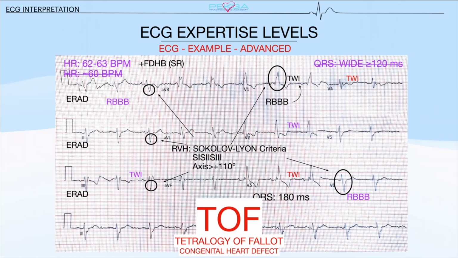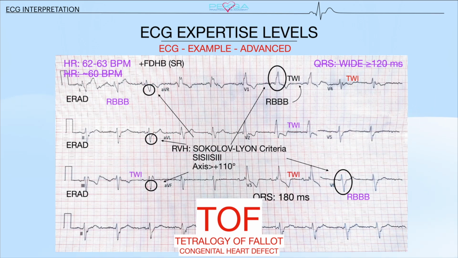Okay, this is a congenital heart defect. You can look up what this is. I think I have this video. If you go to PEKGA YouTube channel, you can find a video on this very ECG. Yeah, take a look at it if you want. Otherwise, you can just look up what tetralogy of Fallot is. It's rather complex, but an advanced level ECG interpreter will be able to pick this up. They should be able to.